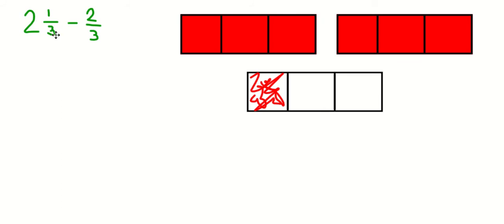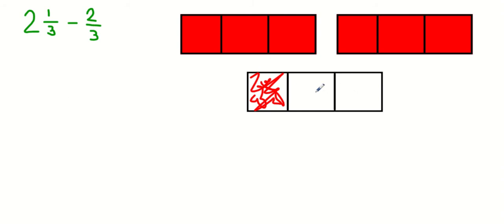So if we look at 2 1/3, I've represented that here. So I've got 2 wholes here, and then I've got 1 part out of 3. So what I need to do, and what I would be advising you to do, is to draw something like this out, at least to start with, and then I'm just going to subtract. So I'm going to cross out the 2/3.